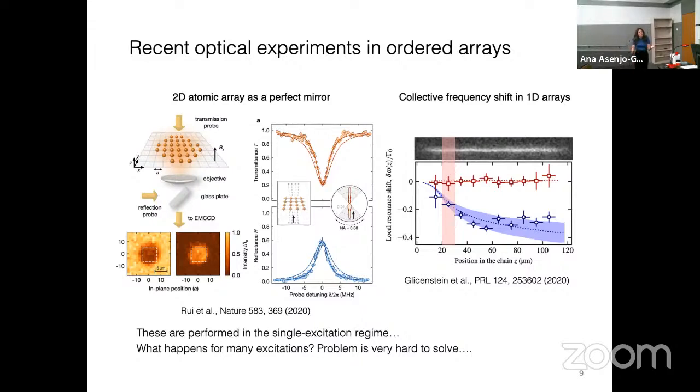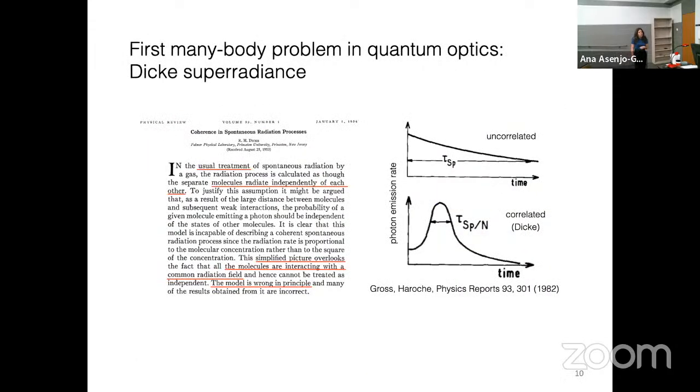Okay, so then the question is, what happens? At the level of single excitation, calculations are basically almost trivial because these are just like antennas. But then as you start increasing the excitations, things become very non-classical, but also more complicated. And the first example of a many-body problem in quantum optics that I know of is Dicke superradiance. So Dicke in 1954 wrote this paper, and I want to read at least a few sentences of the abstract. In the usual treatment, he says, molecules radiate independently from each other. This simplified picture overlooks that molecules are interacting with a common radiation field. The model is wrong in principle.